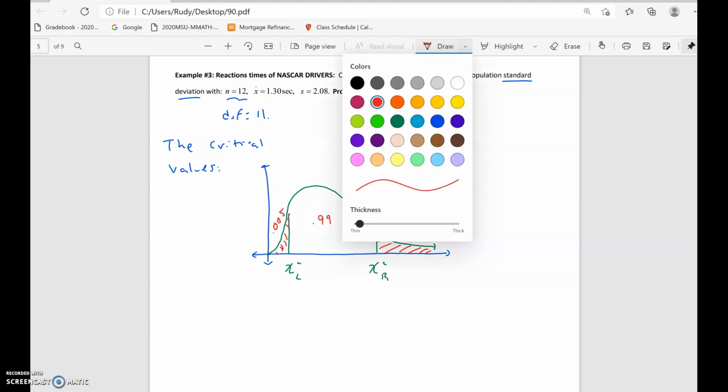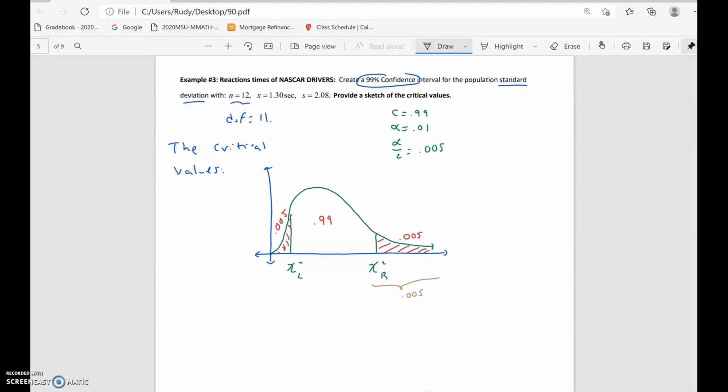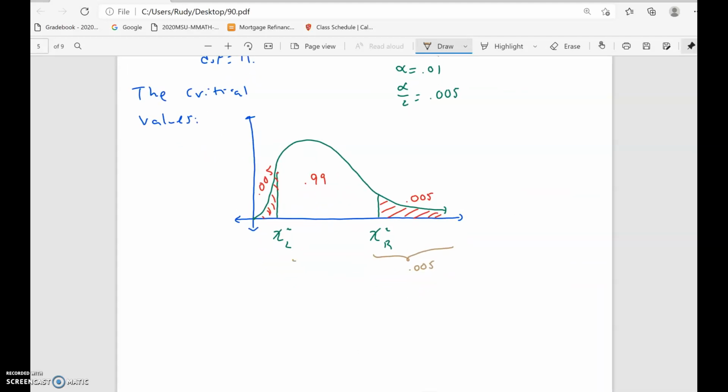Next order of business is to find out the total area that these chi-square values are going to have to the right. So the one on the right, or chi-square to the right, is going to have a total of 0.005. The one on the left, in terms of total area, is going to have the 0.99 plus the 0.005, which is going to give us a total of 0.995 for this particular one.